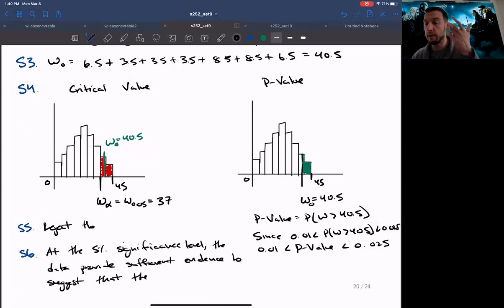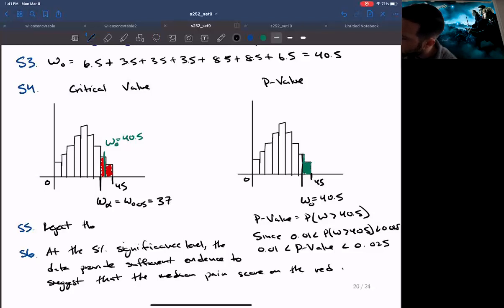there's two ways that we can write the conclusion. So we can do the conclusion in terms of the population median. So we could just say the median pain score on the red pill is less than the median pain score on the blue pill. Or we could write there's evidence that the population of pain scores for those people that take the blue pill has a higher center than the population of the pain scores for the people that take the red pill. Probably the medians is a little clearer than that, so we'll just do it that way. To suggest that the median pain score on the red pill is less than that of the blue pill.